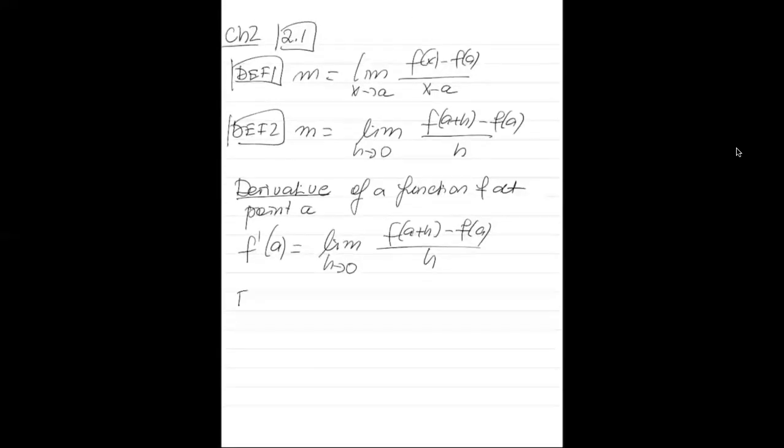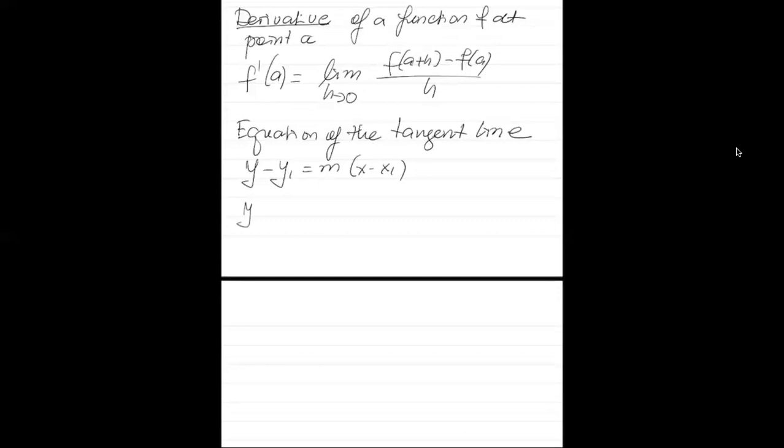So the equation of the tangent line. The equation of the tangent line, as we know it, is the point slope form. But we're going to write this form in calc language. Keep the y, y1 is f of a, m is our derivative. Keep the x, x1 is our point A. So this is the equation of the tangent line.